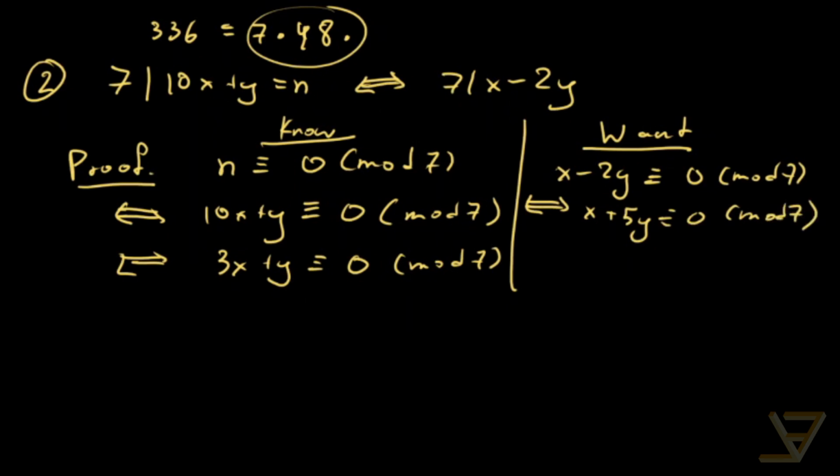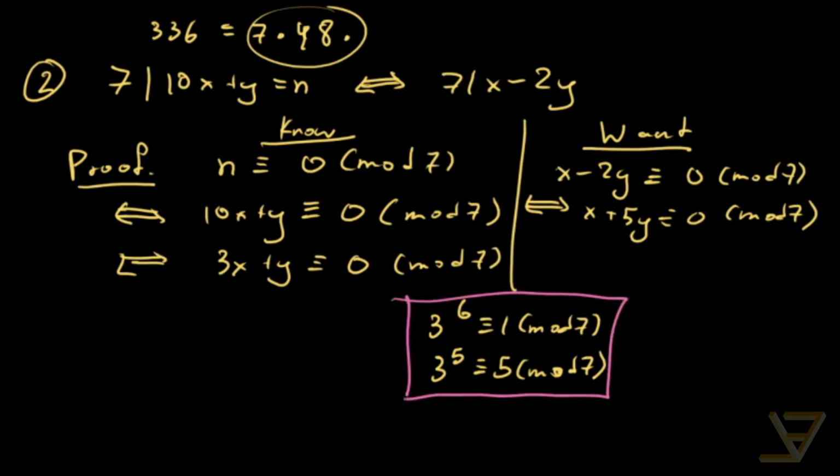And something else that we know is that 3 to the power of 6 is congruent to 1 mod 7, and 3 to the power of 5 is congruent to 5 mod 7. And we're going to use this. This is a bit out of the blue, which makes this divisibility trick a bit special. We're essentially using order theory here because 6 is the order of 3 mod 7. And so what we're going to do is multiply both sides of this one here by 3 to the power of 5.